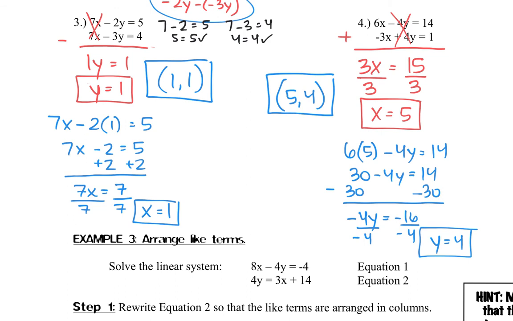On number 4, because I had a negative 4y and a positive 4y, to get that to eliminate, I needed to add. So then I ended up with 3x equals 15, so x was 5, and when you plugged that in, I got that y was 4. So now let's double check that really quick. So 6 times 5 is 30, 4 times 4 is 16, so 30 minus 16 is 14, so the first equation works, great. And then in my second equation, I get negative 15, and then plus 4 times 4 is 16, and negative 15 plus 16 is 1. So that one works as well.